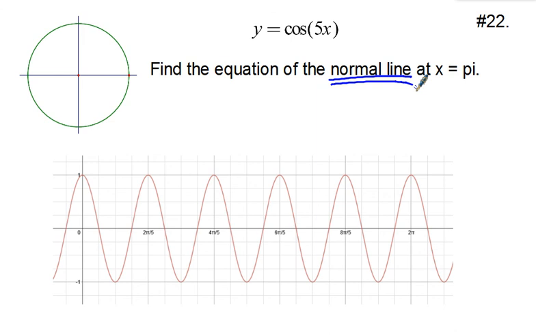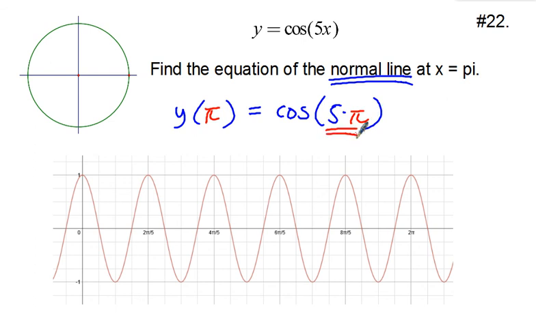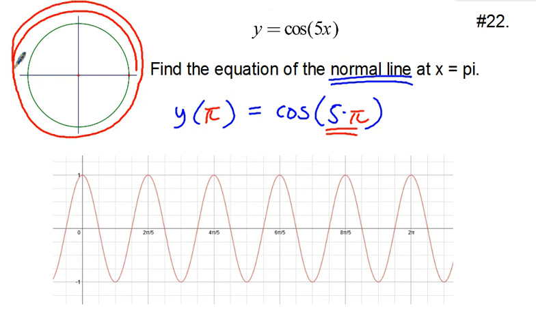In particular, we're going to need to figure out what the y value is when you plug in pi. So let's substitute pi for x. And we need to know what's the cosine of 5 pi. So let me just count. Here's 1 pi, 2 pi, 3 pi, 4 pi. 5 pi is right back around here, and we see that the cosine is -1.